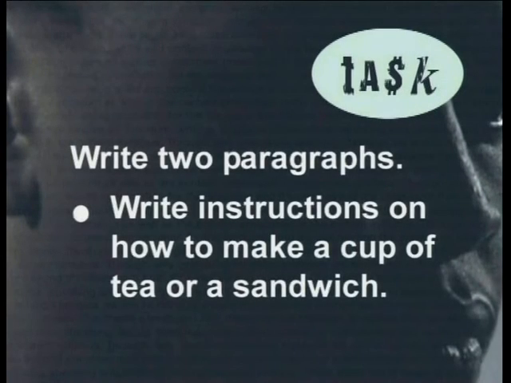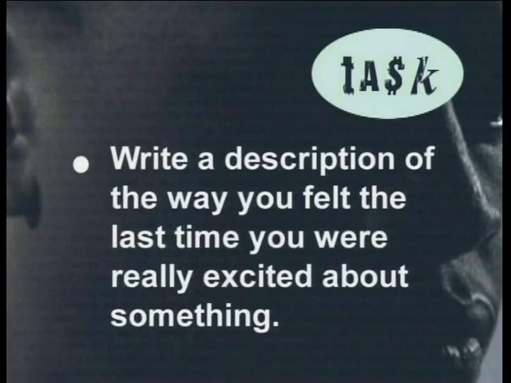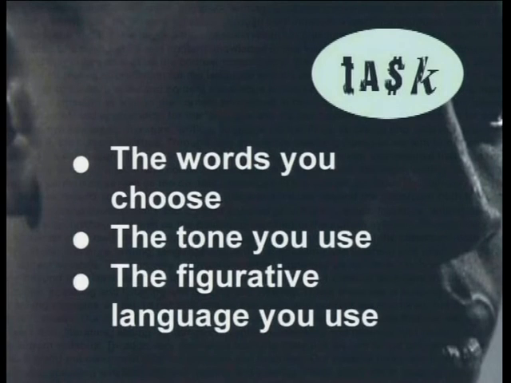Write 2 paragraphs. The first should be the instructions how to do something very simple, perhaps how to make a cup of tea or a sandwich. The second paragraph should be a description of the way you felt the last time you were really excited about something. Remember to think about the different elements that we learnt about today. The words you choose, the tone you use, the figurative language you use.